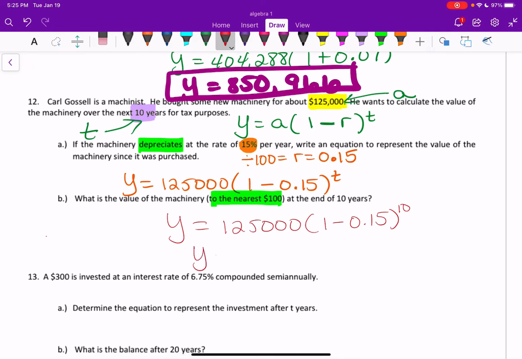So it's going to be Y equals $24,600. Now, it was depreciating, so I'm going to take a quick look back. It was originally worth $125,000. Now it's down to $24,000. That makes sense. It's depreciating a lot, and it's been 10 years.